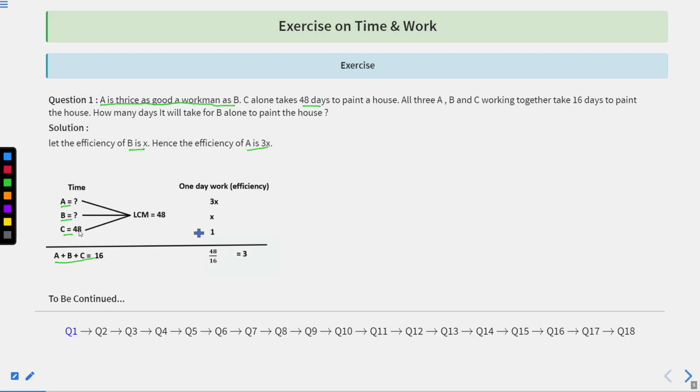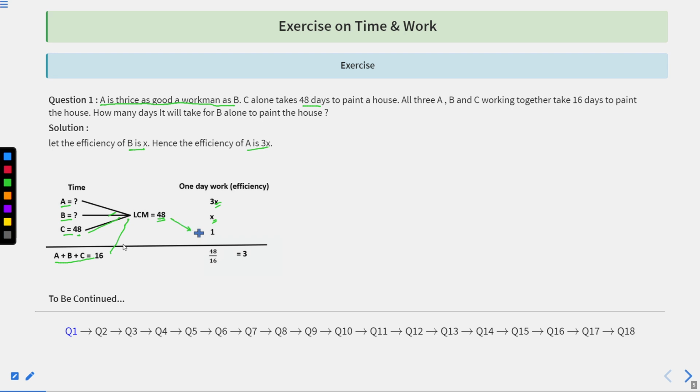So as usual, take the LCM of 48 and 16. So it will be 48. And we have assumed that the efficiency of B be X, so A will be 3X, correct? And we can find the 1 day work done by C by dividing the LCM by the time taken by C, that is 48. So 48 upon 48 will be 1.